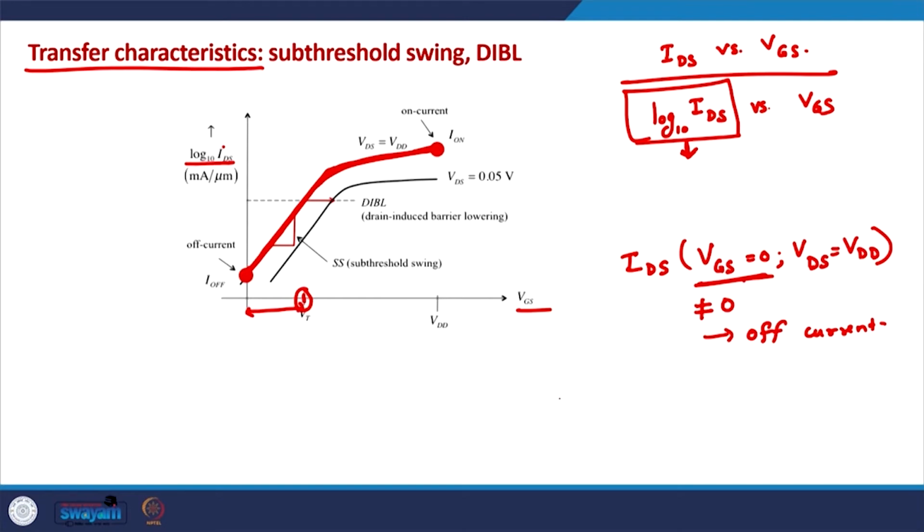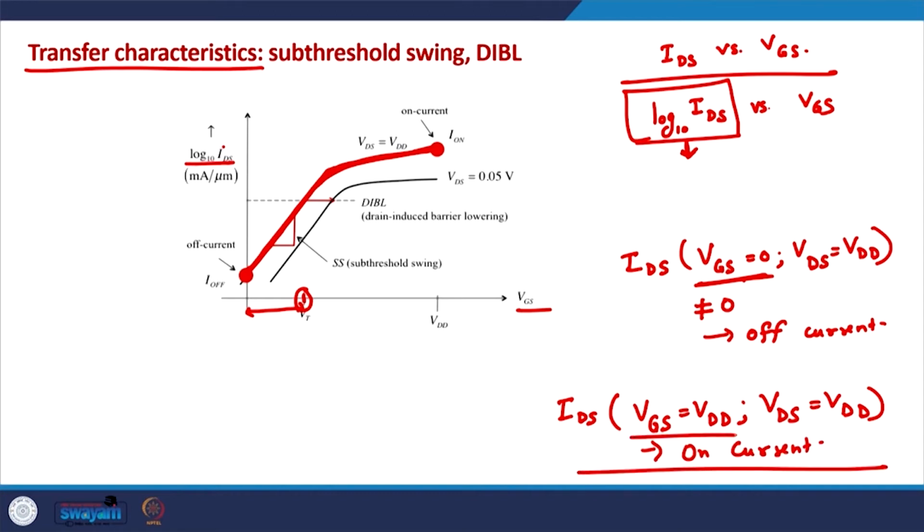Similarly, when VGS is maximum and VDS is also maximum, this current is known as the on current, because when VGS is VDD, the channel is now properly there in the device, and if we apply the maximum drain voltage, this is the maximum on current that would be there in the device. These 2 points are indicated on this plot.